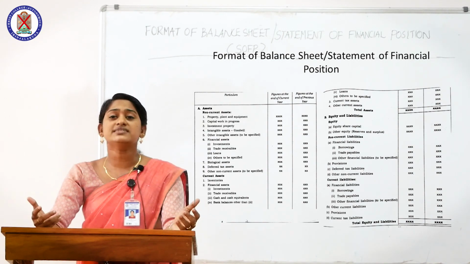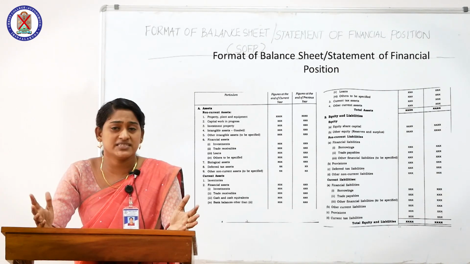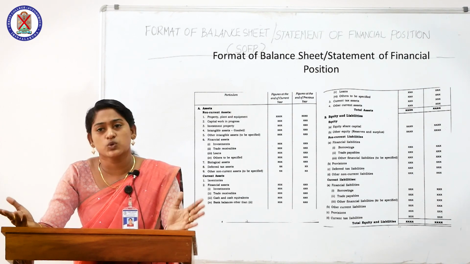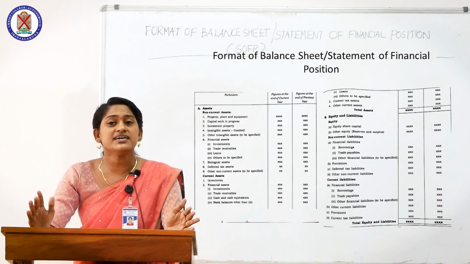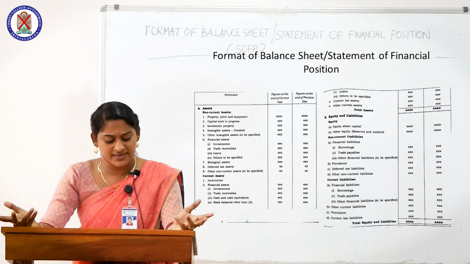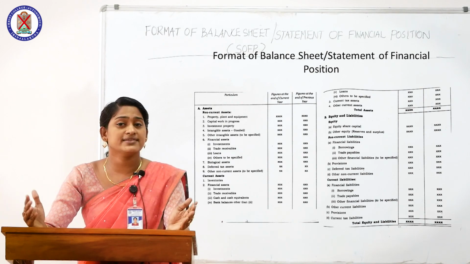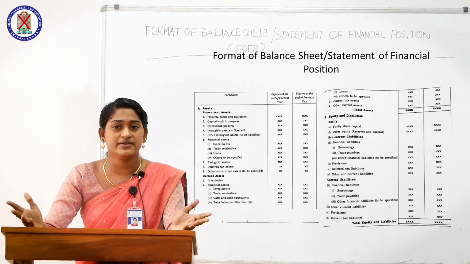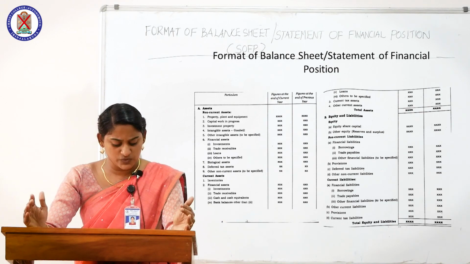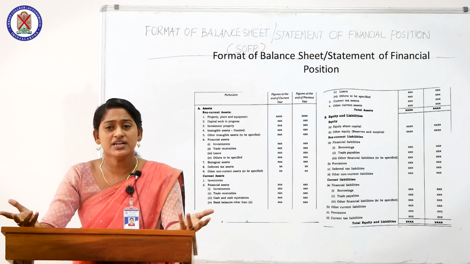Then the next one, intangible assets. Intangible assets are those which cannot be seen or touched, which means they have no physical substance. For example, goodwill. Then the next one is other intangible assets like patent, copyright, trademark, etc. Then the next one is financial asset. Financial assets are in the nature of cash or financial in nature. The financial assets are again divided into four. First one, investment. Investment is money invested into some financial asset.